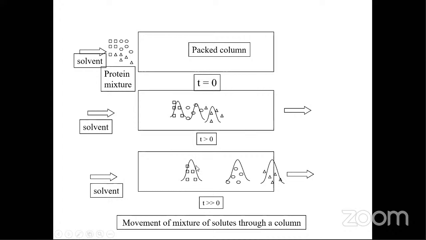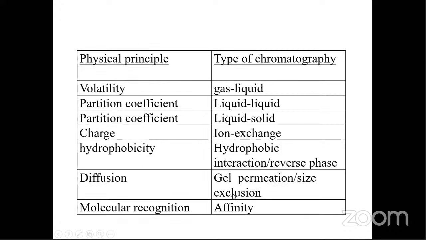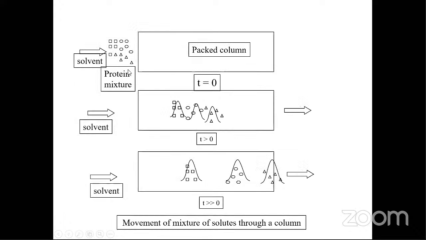Ideally, we would like to have the proteins separated so well, but in real life it doesn't happen. There will always be overlap of proteins. So you may have to do many column separations before we get pure separated samples out. Depending upon the physical principle, we may have different stationary phases and different mobile phases.